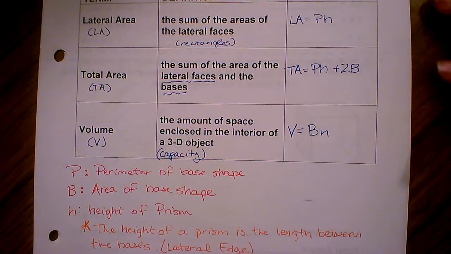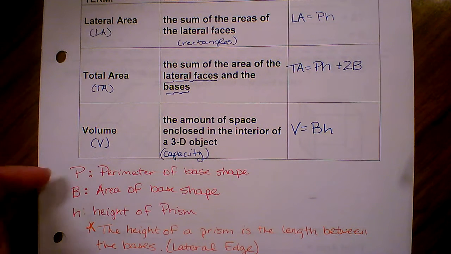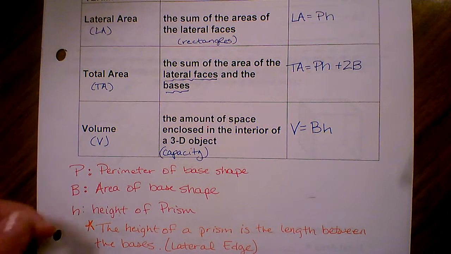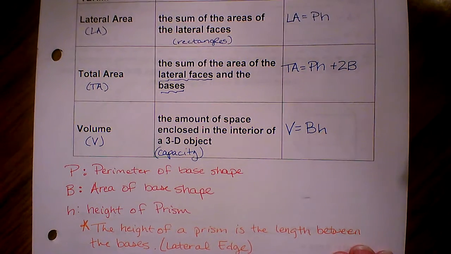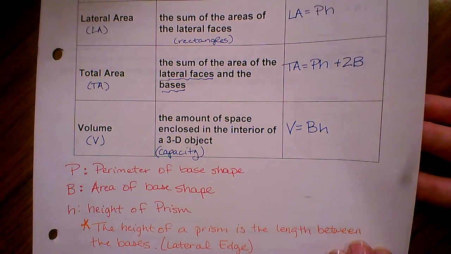Notice for all of these formulas, we have to find P, B, and H. And those are the things that we plug in. So a way to remember this, I kind of think of an acronym. So I think of PB like peanut butter and then H for honey. So I call these my peanut butter and honey formulas. So if we're finding lateral area, total area, and volume, we're going to use peanut butter and honey.